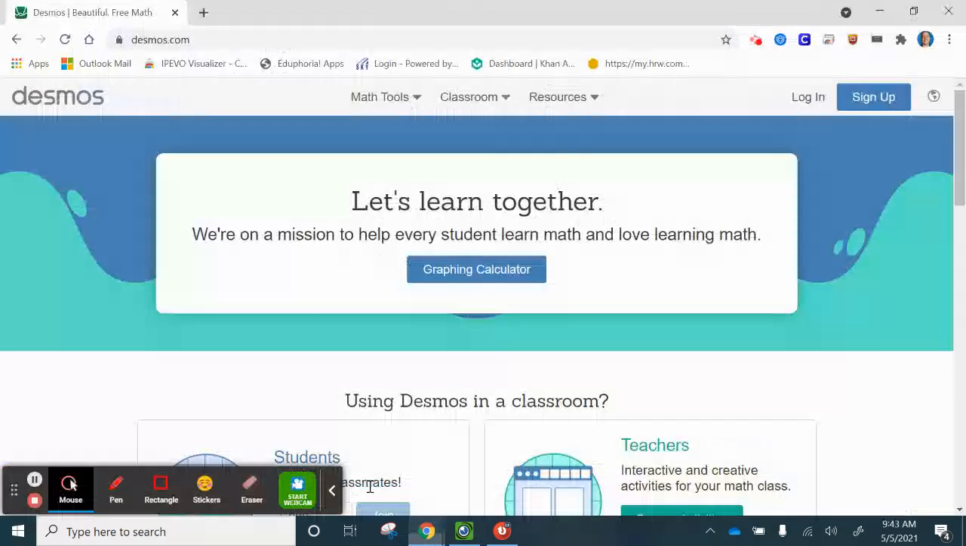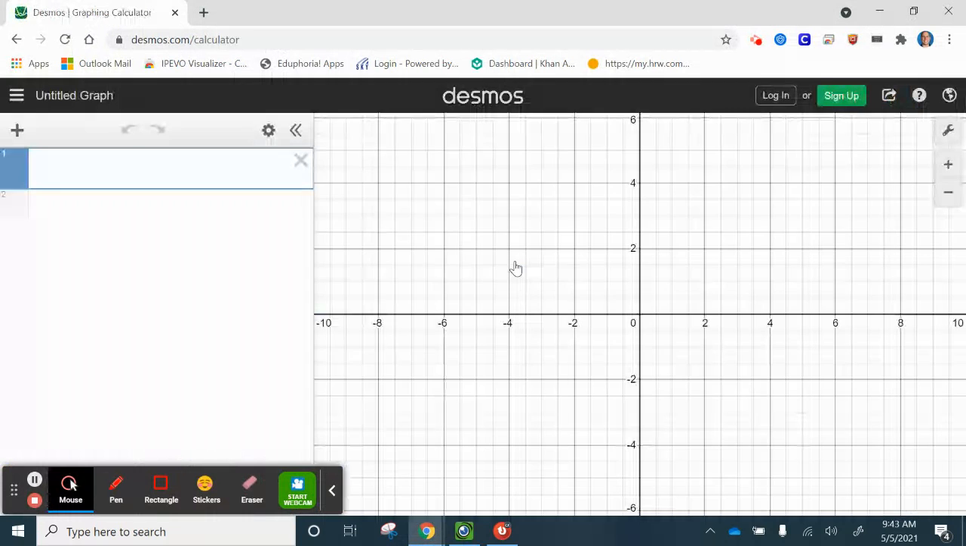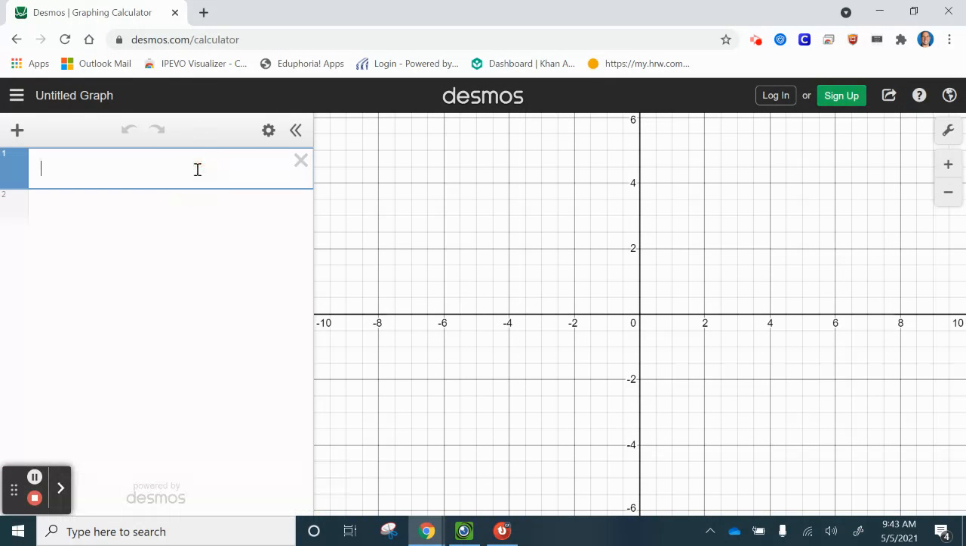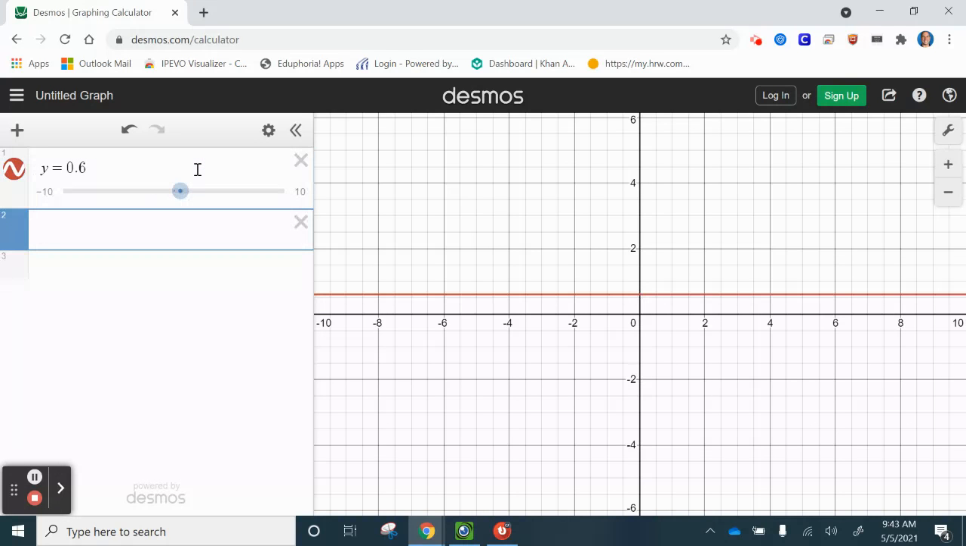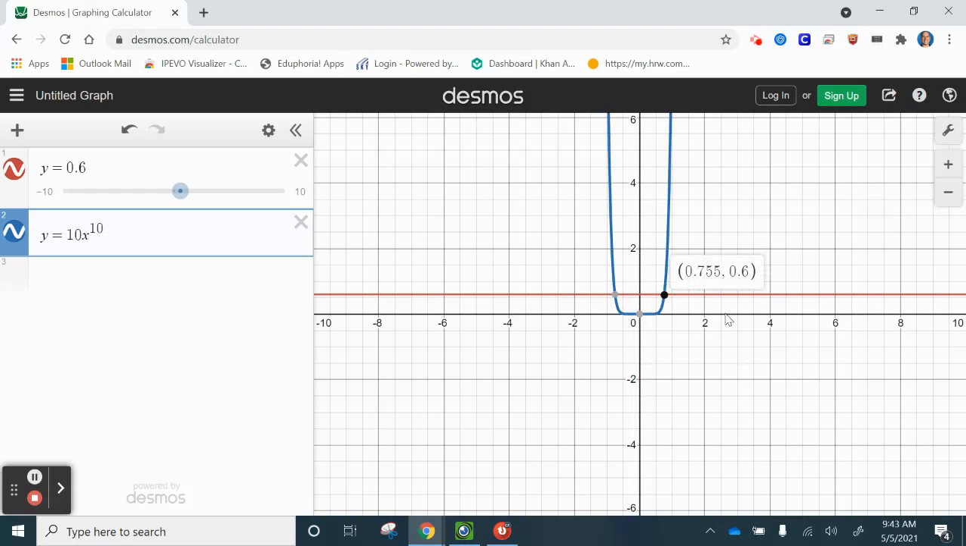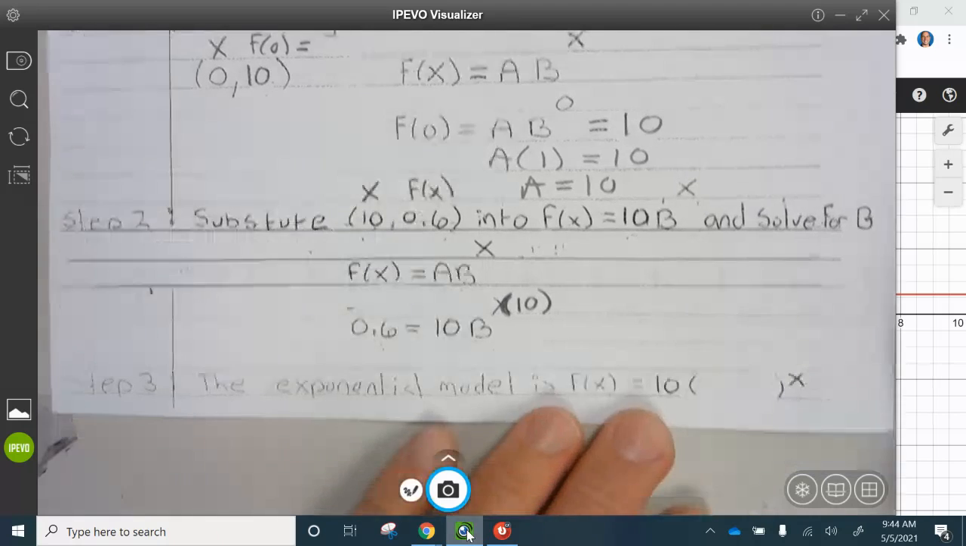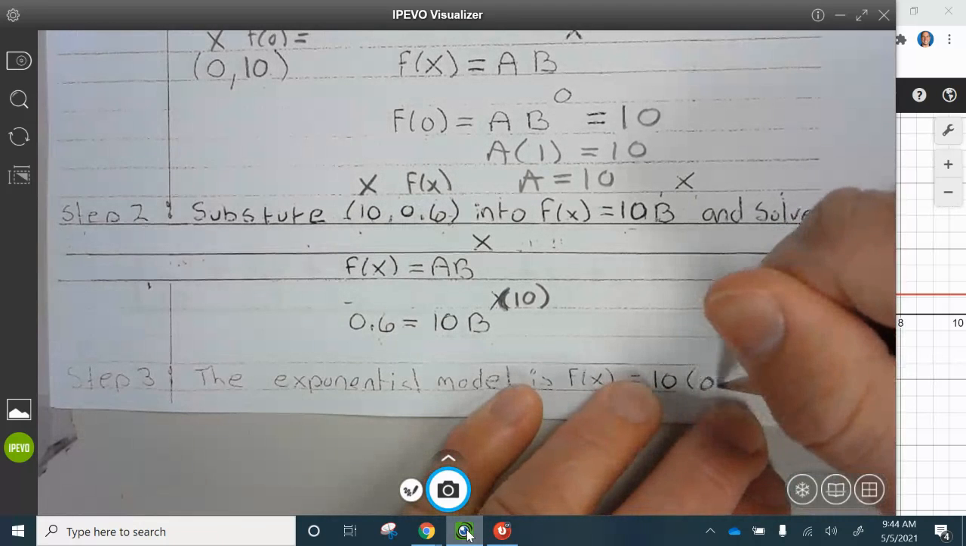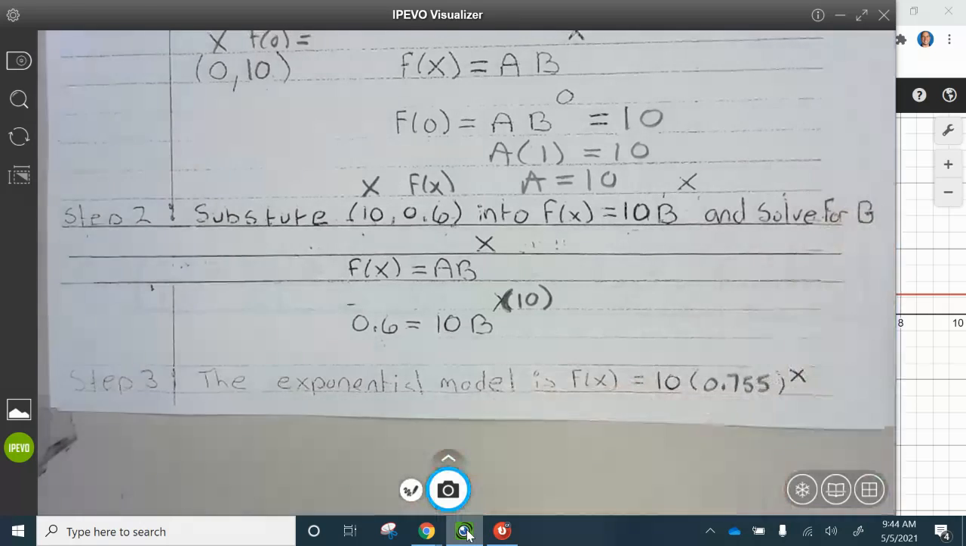So we're going to go to Desmos. Okay. So we're going to graph y equals 0.6 and y equals 10 times, we're going to have to use x instead of b, x to the 10th power. Okay. Click right there. We want the positive value. Okay. So the b value is 0.755. So our equation is f of x equals 10 times 0.755 to the x power. All right, go ahead and finish up question 6.